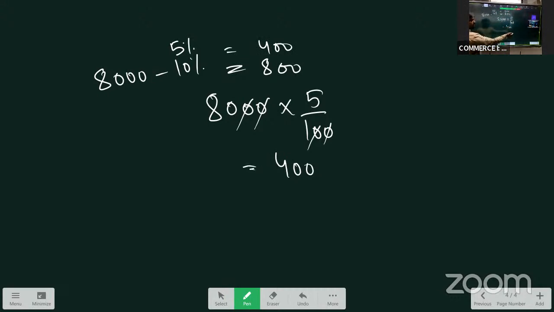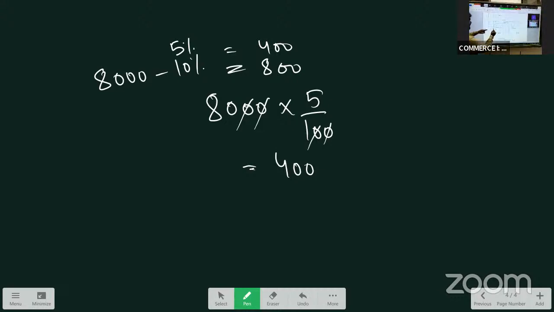Those who have problems in calculation, you can go with the technique. First, just calculate the value of 10%, reduce one zero from it. Then whatever value we get, make half of it, and it becomes the value for 5%. So 5% of 8,000 is 400 rupees. Whatever value we obtained here, if we make half of it, it becomes the value for 5%.